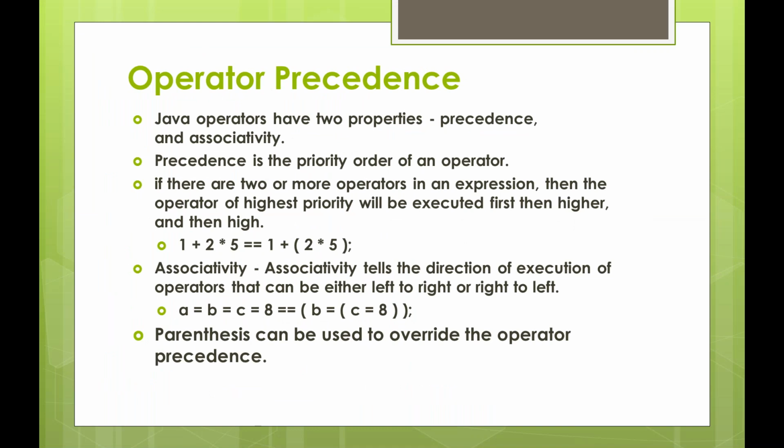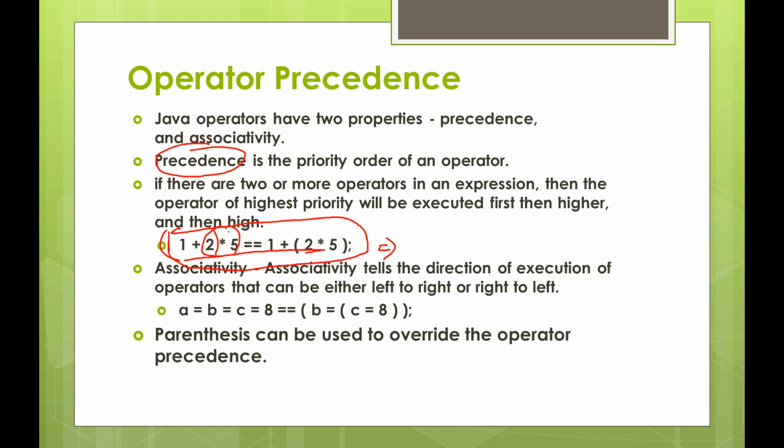So operators have two properties associated with them. One is precedence and the other is associativity. Precedence is like the priority. Say, for example, you have an arithmetic expression wherein you have plus and star, that is addition and multiplication, as shown in this particular example. Which one will get executed first? What is the result of this one? That is what is decided using operator precedence.